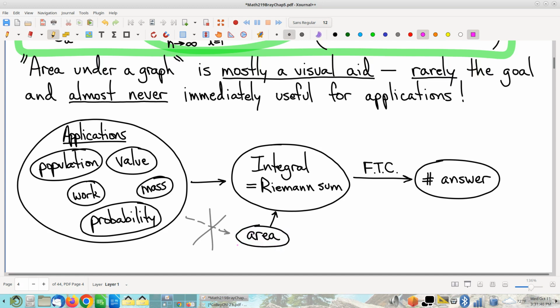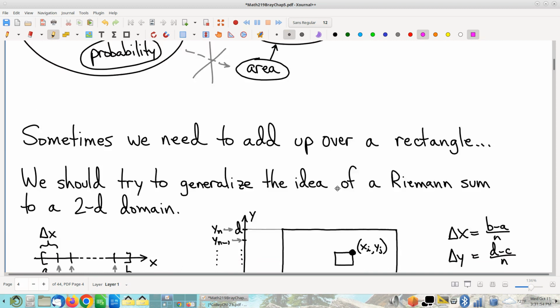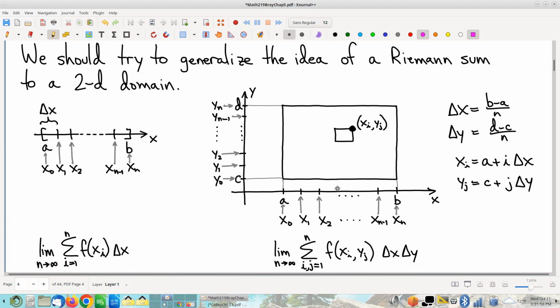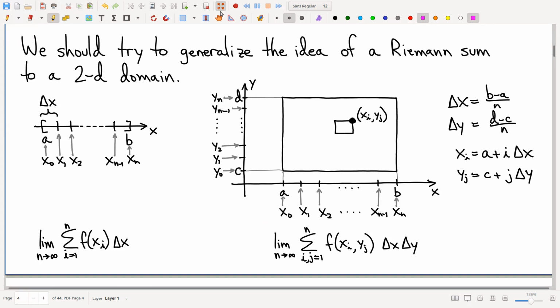Okay. All right. So, very importantly, integrals are Riemann sums. What we're going to try to do is kind of rip off that idea in a two-dimensional context. And just to repeat myself, in single variable calculus, this expression is what we're interested in.